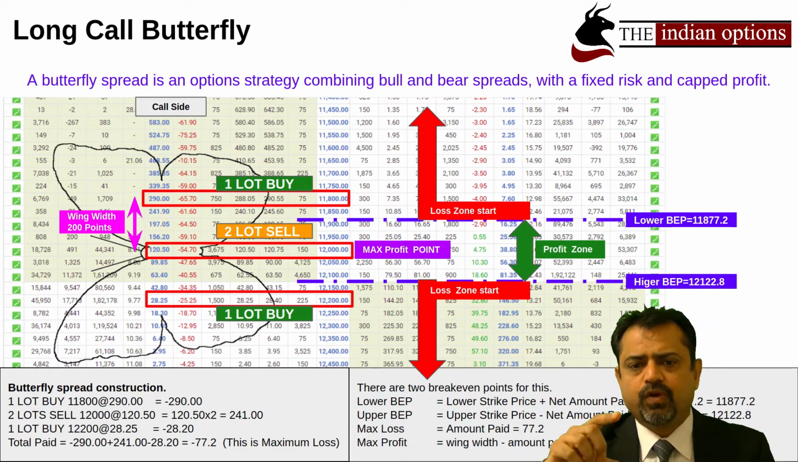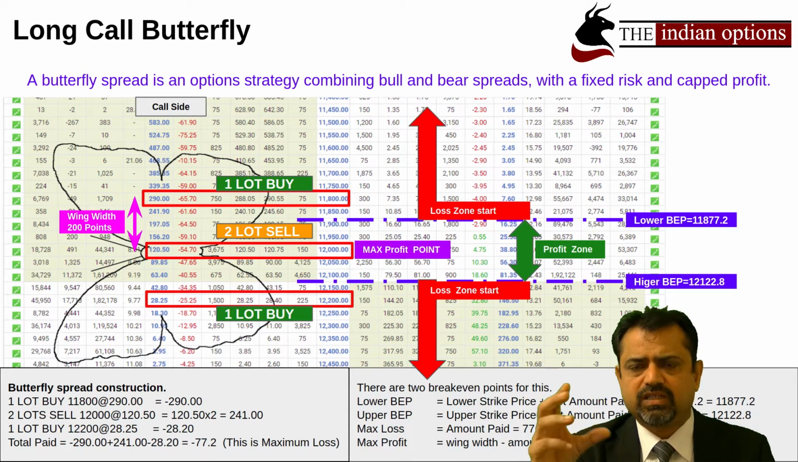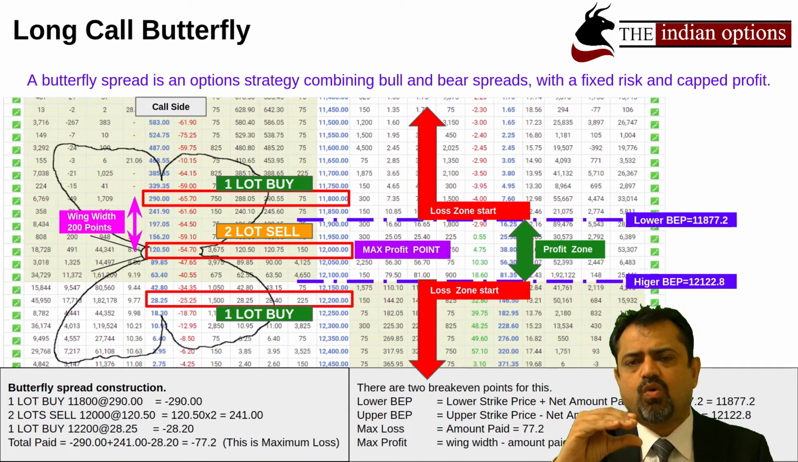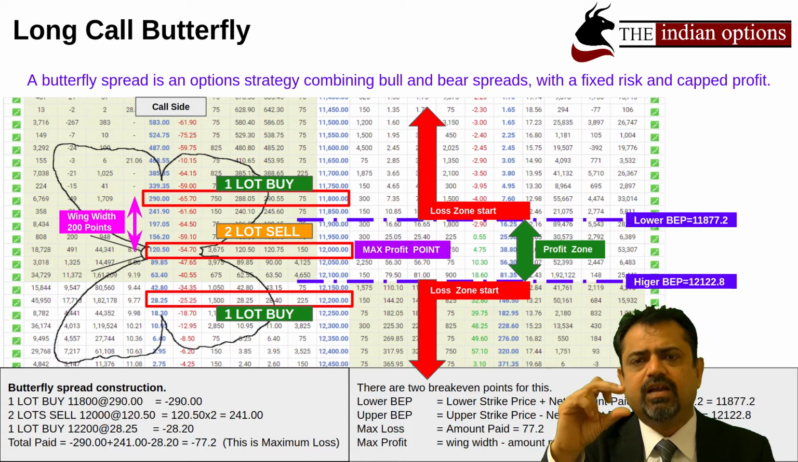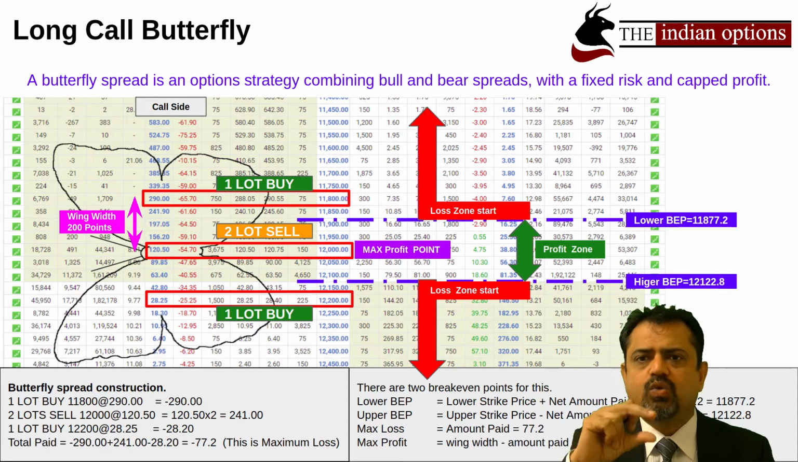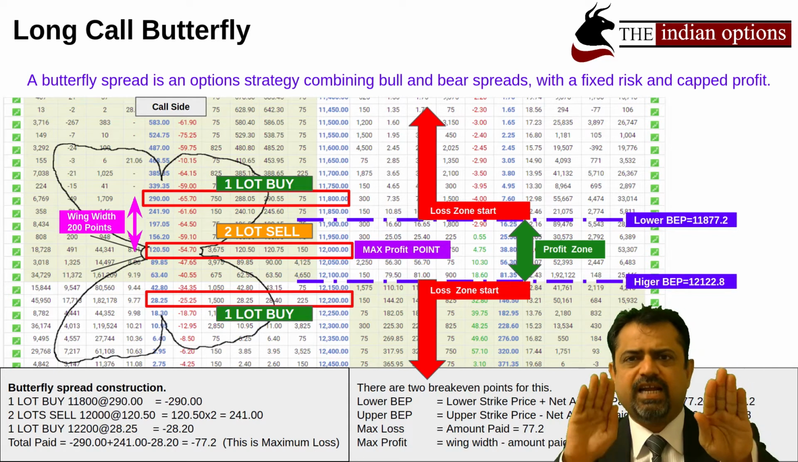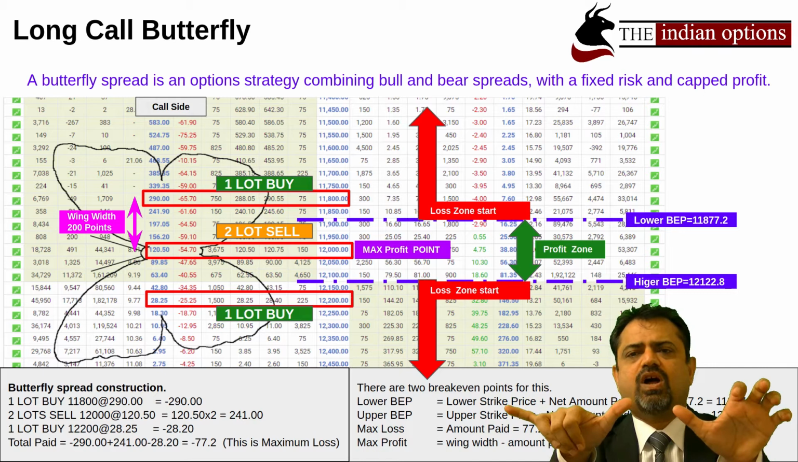Now if you don't want to take a lot of risk, then you can decrease the size of the butterfly. If you are okay to take more risk, then you can increase the size of the butterfly. So the size of the butterfly here, or the size of the wing, is 200 points width, right? Now on the left side and right side, the wing span is the same, that is 200 points, 200 points.